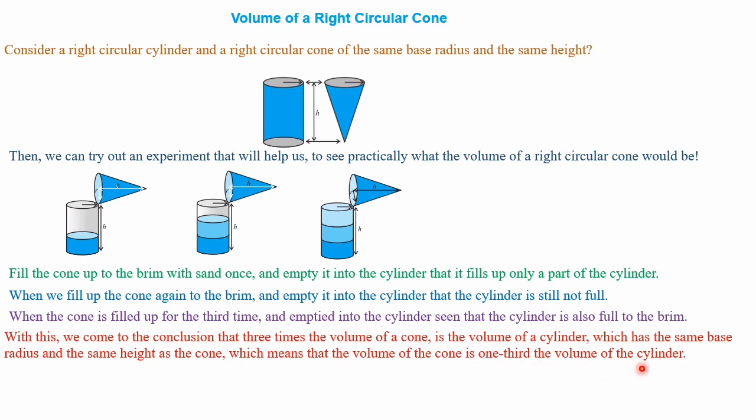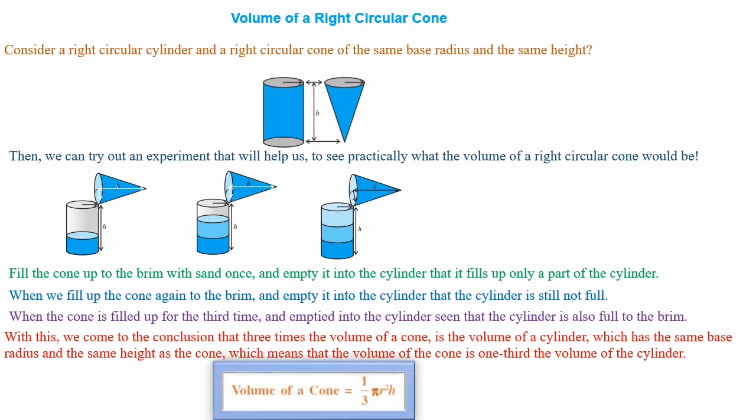We know the volume of the cylinder is pi r square h. So the volume of the cone is 1/3 of the volume of the cylinder, that is 1/3 pi r square h, provided both have the same base radius and height. So the volume of a cone is 1/3 pi r square h, that is, 1/3 of the volume of the cylinder.